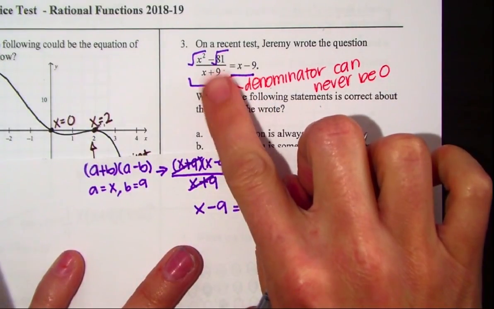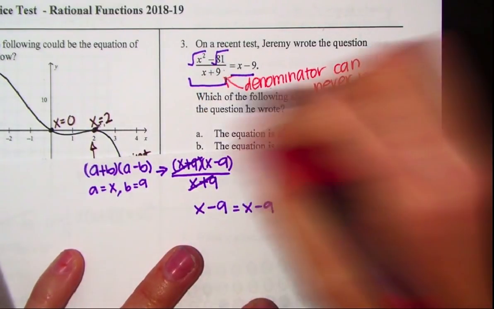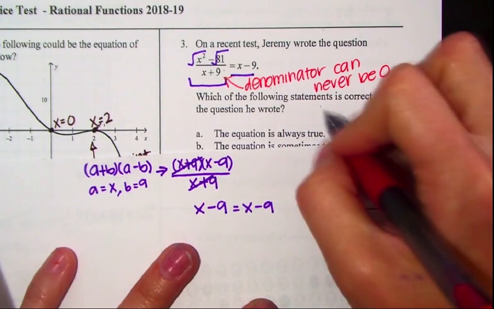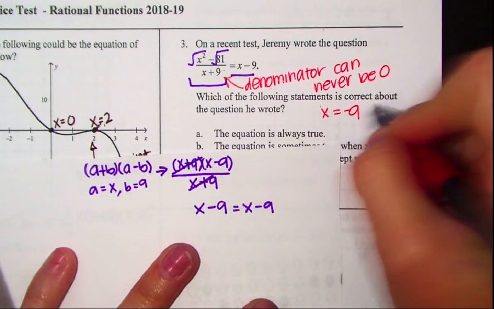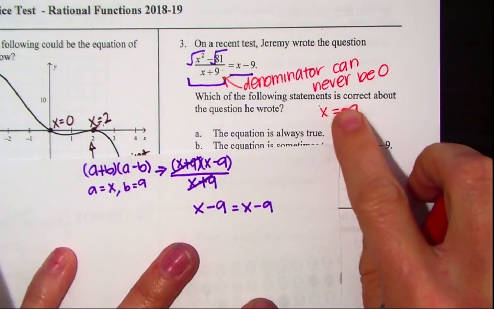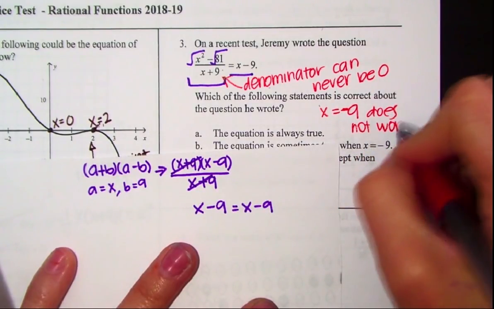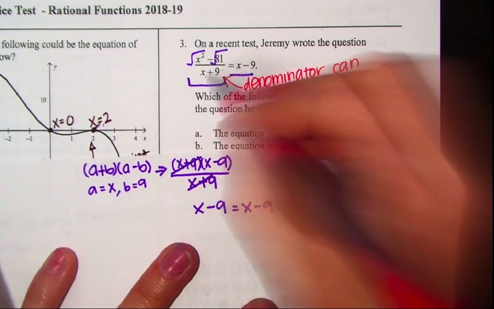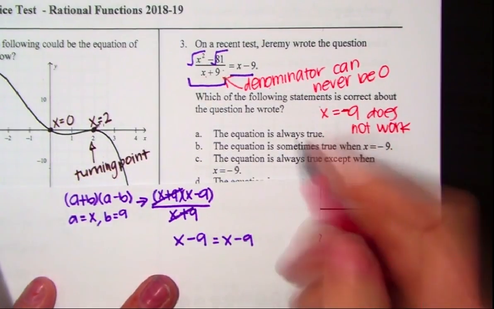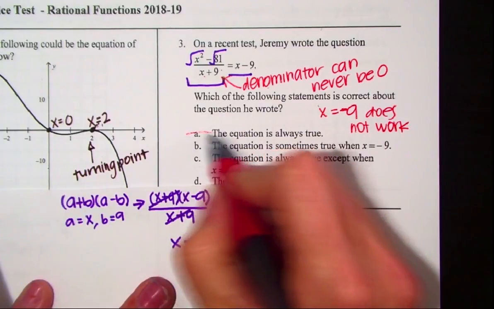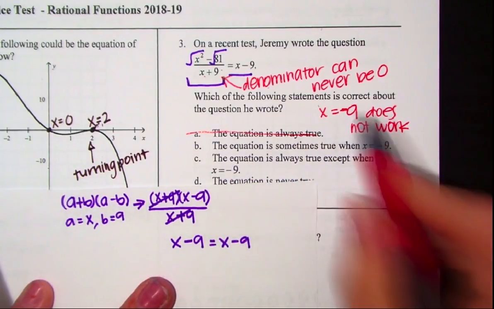So x could actually never be -9. So x equals -9 would be the only answer that does not work, because -9 plus 9 is 0, and that would give me 0 on the bottom of my fraction. So the equation is not always true. It doesn't work when x is negative 9.